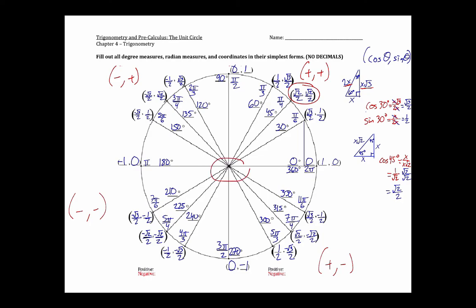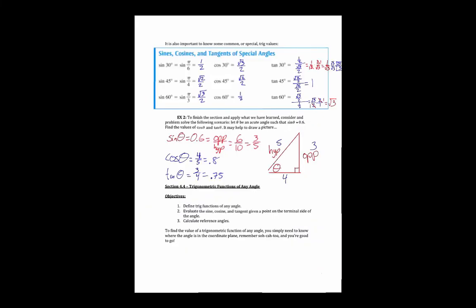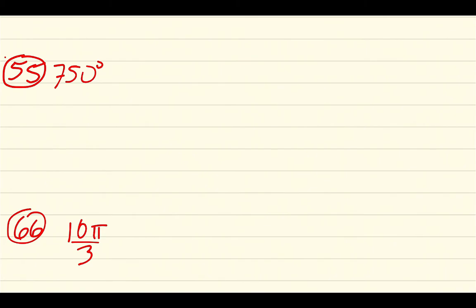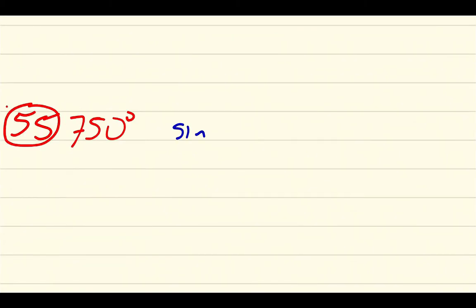Well, one full circle is 360 degrees. Two full circles is 2 times 360, which is 720. So that means we got to go 30 more degrees. In other words, it's coterminal with 30 degrees. So the sine and cosine and tangent of that is going to be found using the 30-degree reference angle.